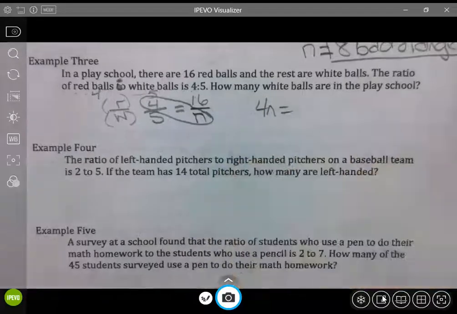4 times n, 4n. 16 times 5 is going to give me 80.